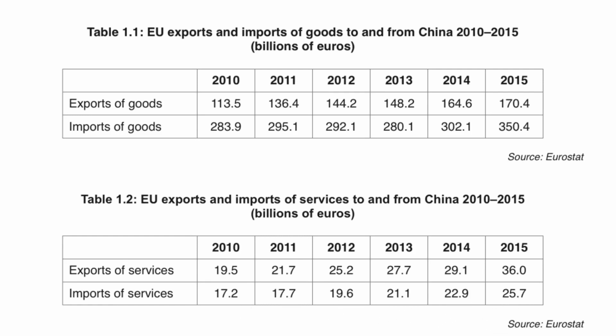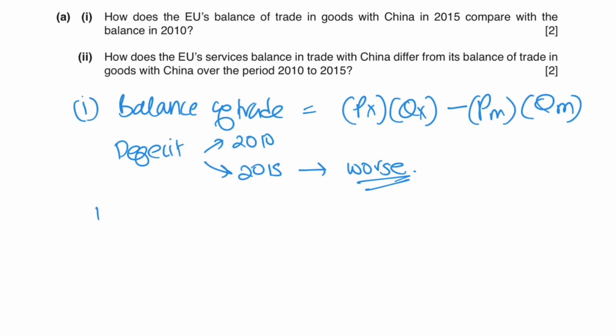This means that at least when it comes to the balance of trade in services, the EU is in a surplus compared to the deficit that they're experiencing in the balance of trade of goods. So you have to compare the two balances.